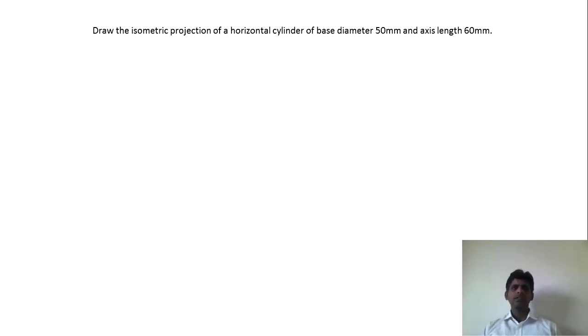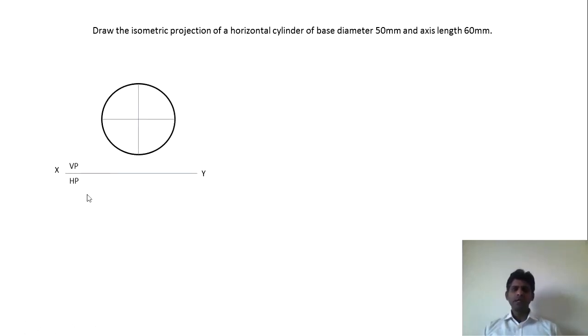This is the second problem. We have to draw the isometric projections of a horizontal cylinder of base diameter 50 mm and axis length 60 mm. So we will see the orthographic views.